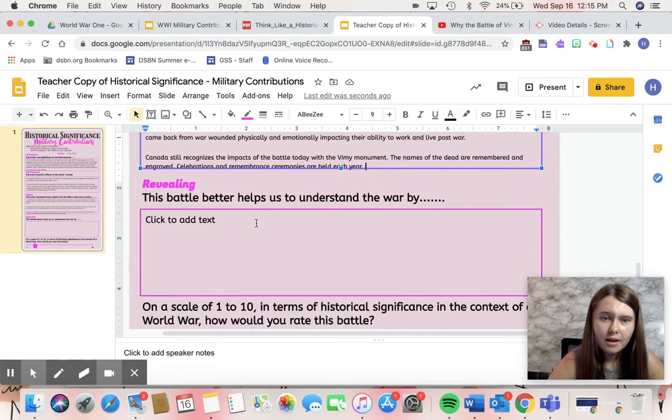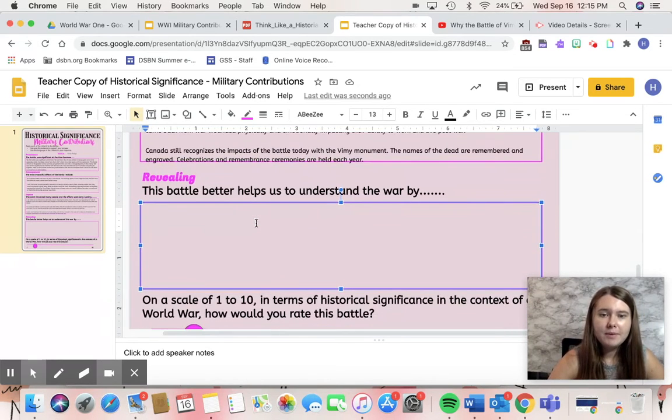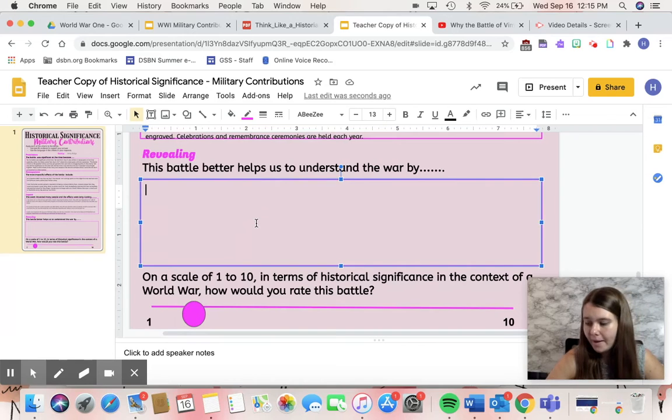Okay, revealing. This battle better helps us understand the war by. So there's a couple ways we can look at this. We can look at understanding the war and the actual military side of the war and the prepping and the planning and military strategy. It also helps us understand Canada's place in the war and then how we memorialize war. So we're going to look at all three of those. So the battle helps us understand the war by, first, looking at military strategy.